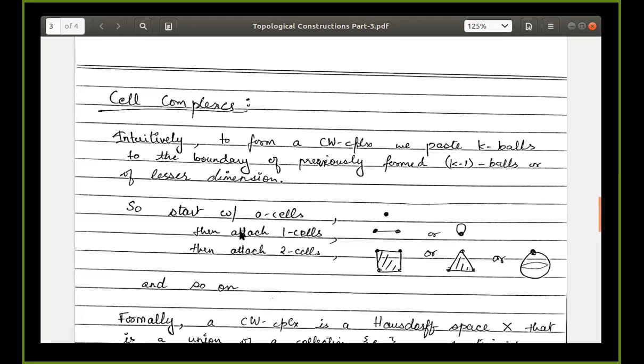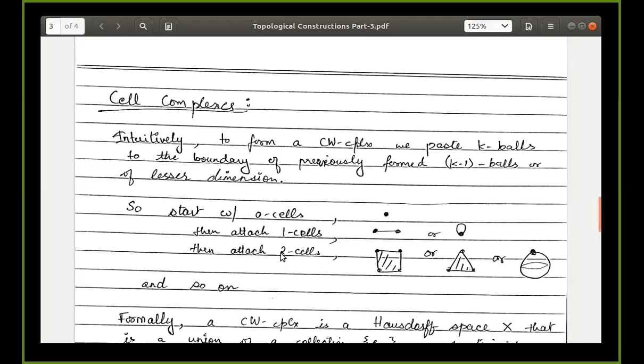And then you attach a 1 cell if you like. So a 1 cell, you can attach its boundary. Its boundary has exactly 2 points. So you could attach its boundary to two distinct points. You can attach its boundary to a single same point. Both of these are legitimate.